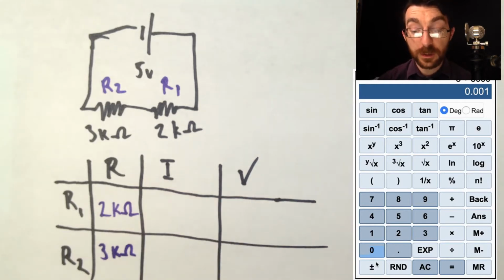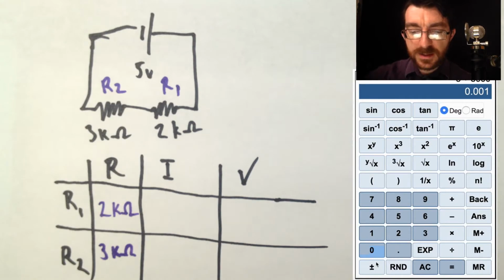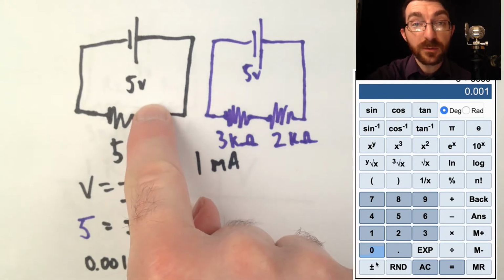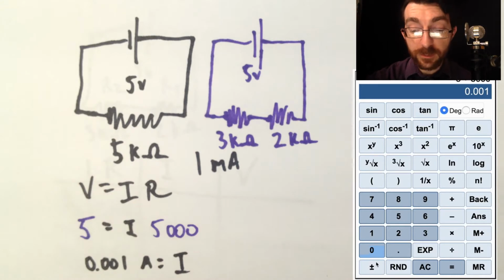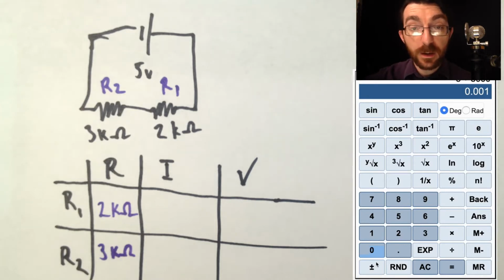What do we do about the current? Well, in order to find the current that is going through those, we would need to know the current going through the entire circuit. We've actually already solved that, because remember what I said, that circuit is, from Ohm's law's point of view, indistinguishable from this circuit. This circuit had 1 milliamp of current, so this one does too. The question is the same current going through both resistors?